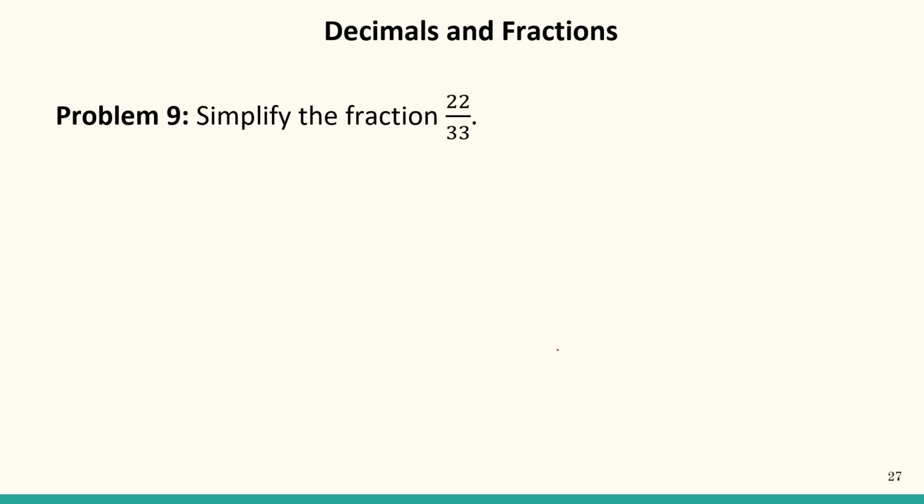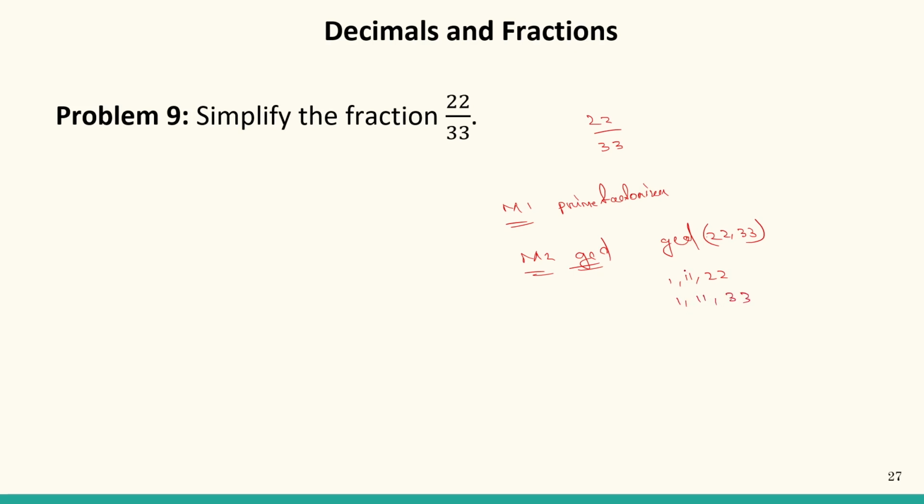So let's see problem number 9. So it tells us to simplify the fraction 22 by 33. Okay, so in order to simplify it, what we need to do is, by method 1 prime factorization, and method 2 GCD. Let's solve it first by GCD method. Okay, so for GCD of 22, 33, let's see the divisors of 22: 1, 11, 22. These are the only three, and 1, 11, and 33.